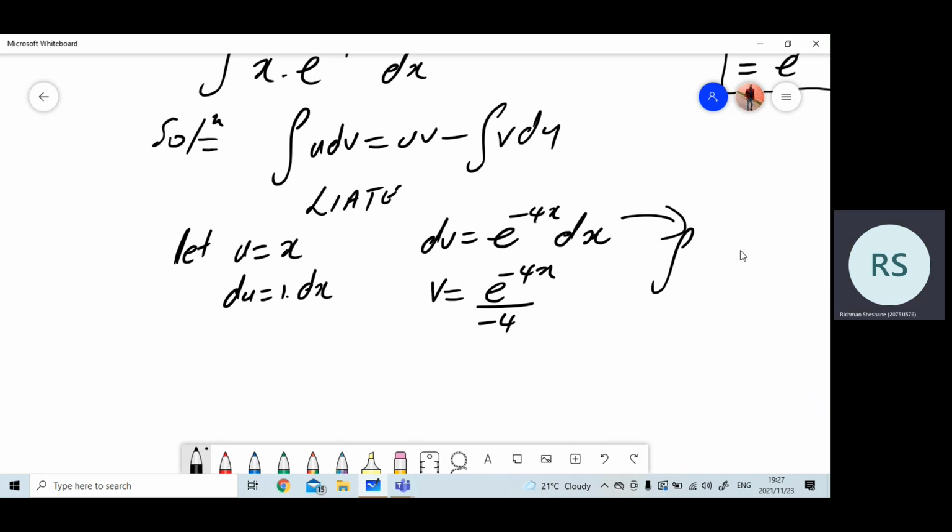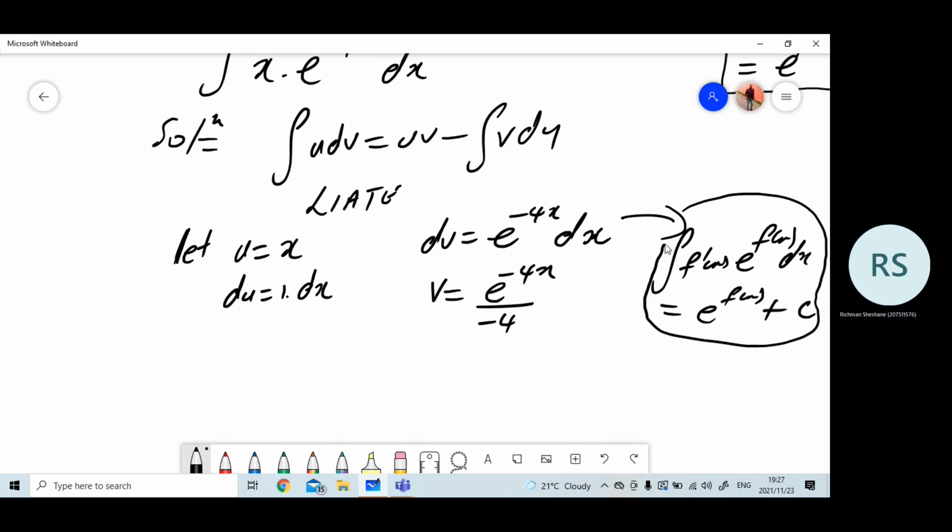I assume you know your maths 1. The integral of e to the f of x, with f prime of x, is equal to e to the f of x plus c. So you use this formula to confirm that v is equal to e to the minus 4x over 4.